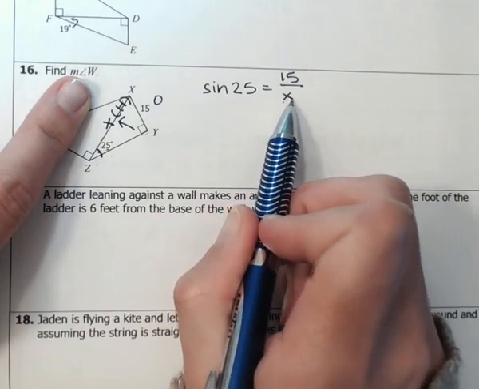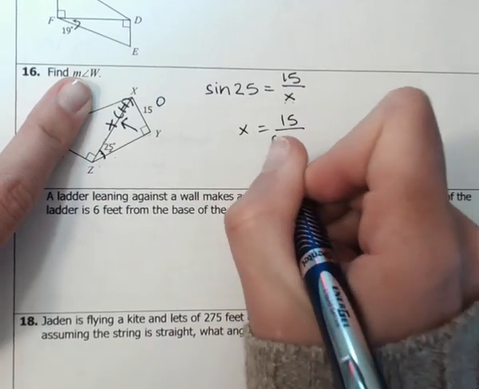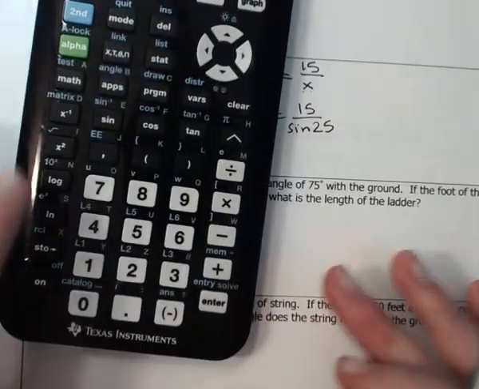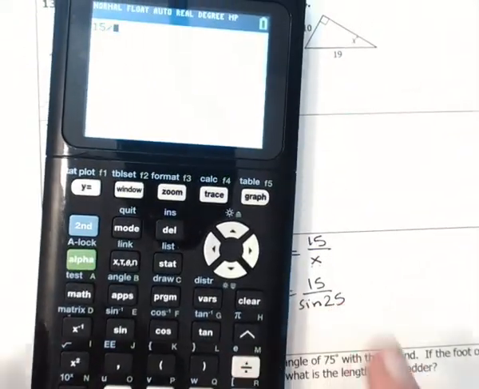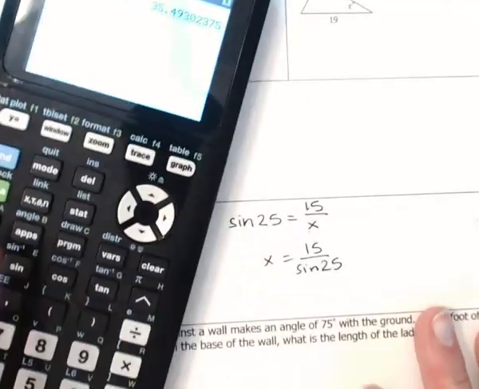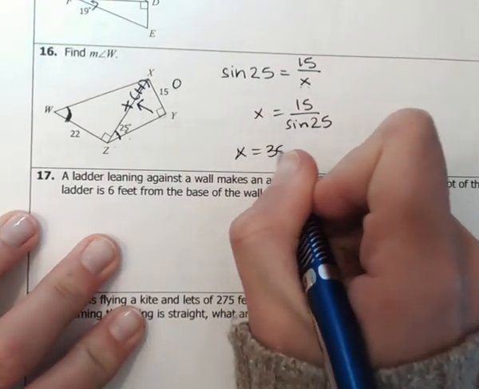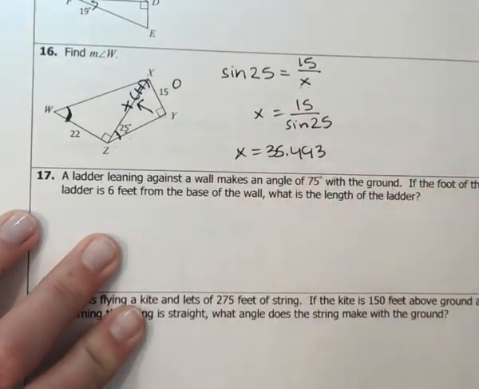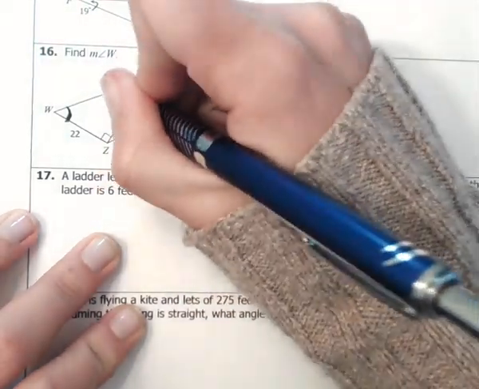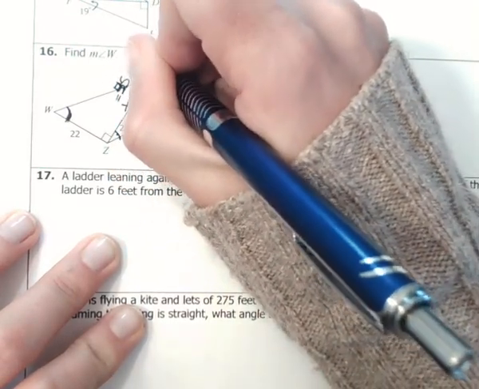Shortcut for when the variable's in the denominator is to flip the trig function and the x. So it'll become 15 over sine 25. And then you just type it in. 15 divided by sine 25. Now, since I'm in the middle of the problem, I'm not going to round yet. I'm going to keep the answer as 35.493. That's our middle line.